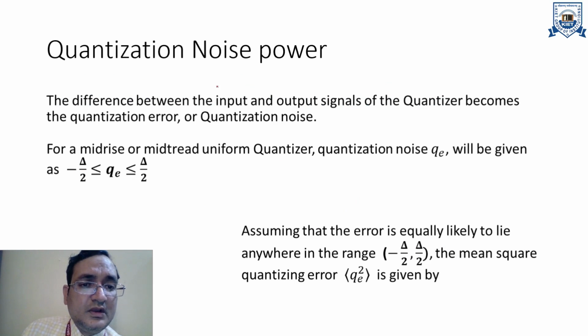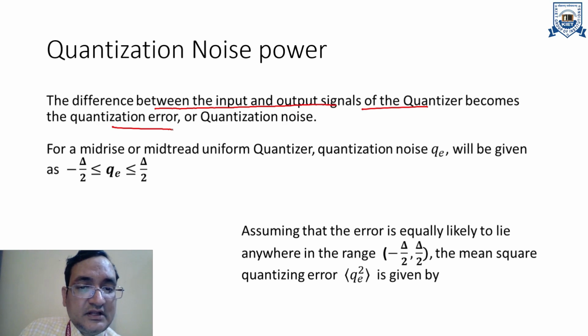Now the point to be noted is that as this is noise, we do not have any relation to represent the amplitude values of noise with respect to time. So we need to calculate the power of the noise with the help of some fundamental mathematical aspects of theory. Noise power will be calculated as the expectation value, or the mean square value. The difference between the input and output signal of the quantizer becomes the quantization error, so that is the quantization noise.